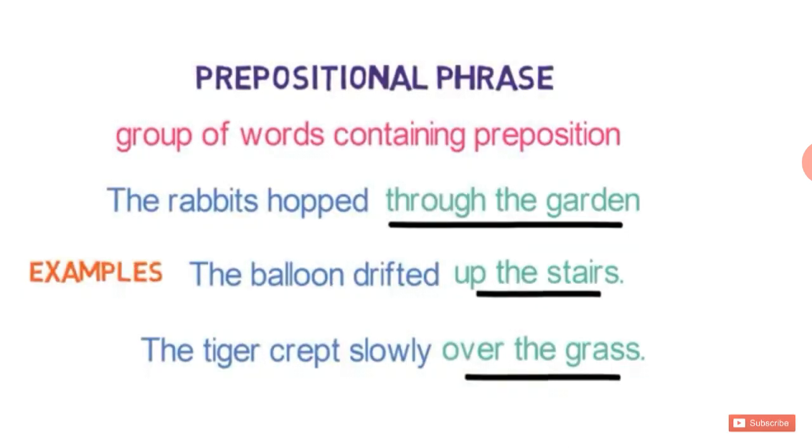See prepositional phrases. The rabbit hopped through the garden, right? Through the garden. And the balloon drifted up the stairs. Up the stairs. The tiger crept slowly over the grass. Obviously, in the first example, through is the preposition, and up is the preposition in the second example, and in the third example, over is the preposition. So after the preposition, we can find a group of words containing the preposition. That's called a prepositional phrase.